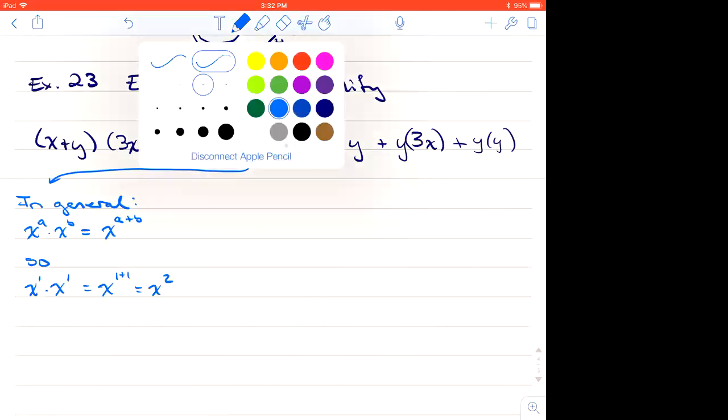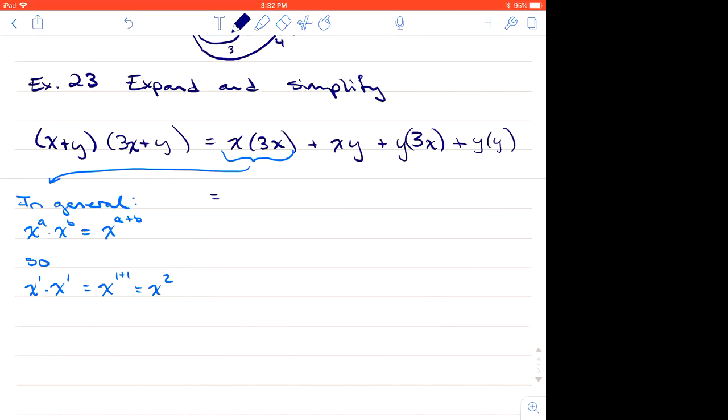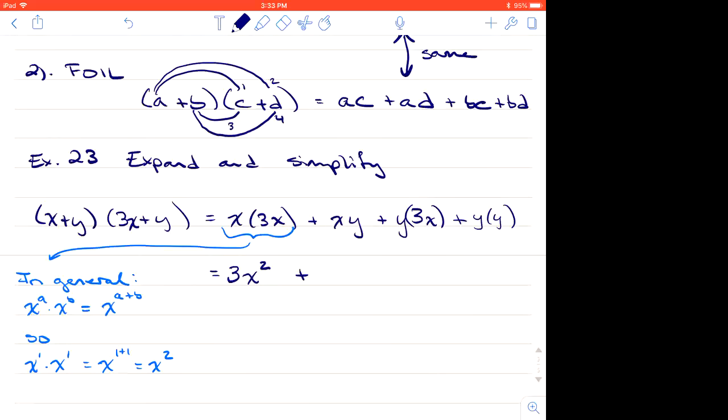So here, x times 3x, I'll pull the 3 out front, and it's 3 times x squared. Okay, so we have 3x squared plus xy. There's nothing that we can group or do anything with it, so we leave it. Oh, whoops, just xy.